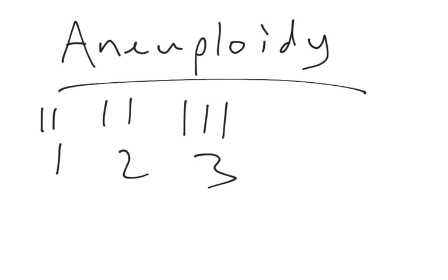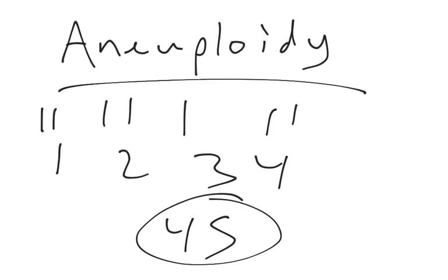Or it could be the opposite. Maybe we only have 1 of chromosome 3, and then we get 2 here. So then you end up with 45 chromosomes, and that would cause problems as well, because we don't have a full set. You can also see this happen in the sex chromosomes, which we'll get to in a minute.